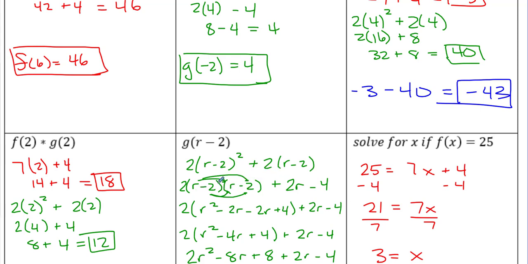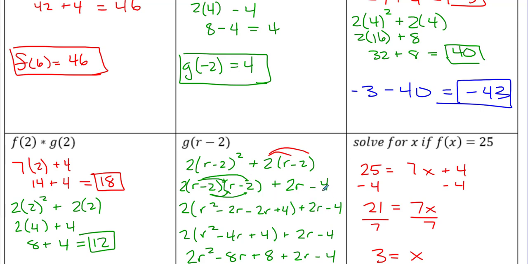So that's what I did here. I'm setting this up. I already went ahead and distributed this one, all right? 2 times r is positive 2r. 2 times negative 2 is negative 4. Okay, after we multiply this one out, we get r times r, r squared, minus 2r, minus 2r. Negative 2 times negative 2 is plus 4.